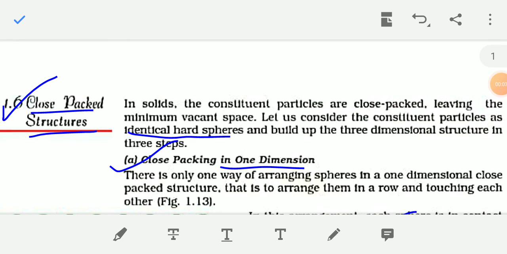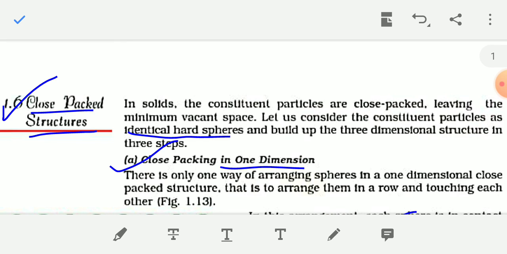Good morning, students. In this video, I am going to discuss close packing in crystalline solids. That is, today's topic is close packed structure of crystalline solids. In crystalline solids, the particles are very closely attached to each other. There are also some empty or vacant spaces among the spheres of crystalline solids, and these vacant spaces are known as voids or holes. So in a solid, the constituent particles are close packed, leaving behind minimum vacant space.